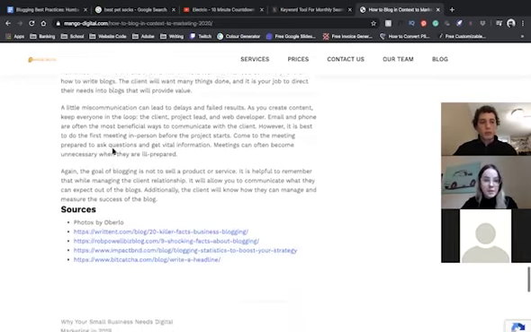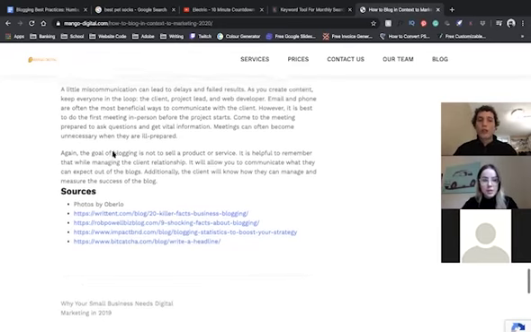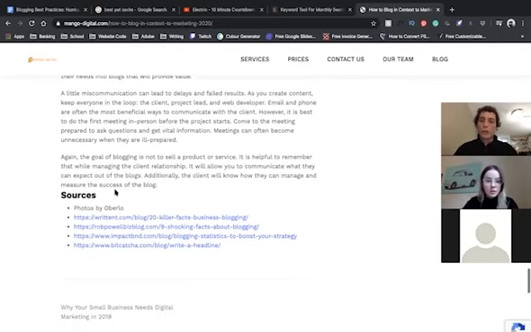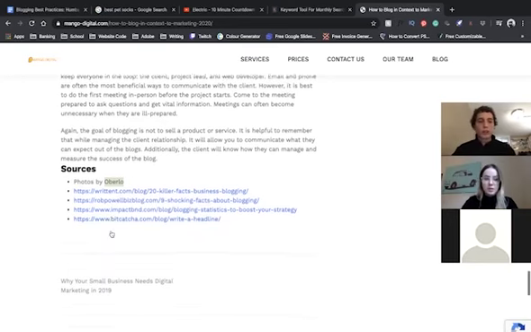Right, and this is a lengthy blog. This is really high quality information. Google's going to really love this, and people are going to find a lot of value from it. And at the bottom, you can see the sources. The photos were from Overflow. I've obviously given them credit here, and also put the links to all the other sources that I've used.